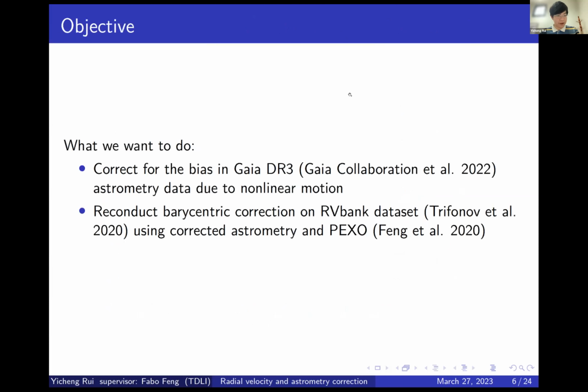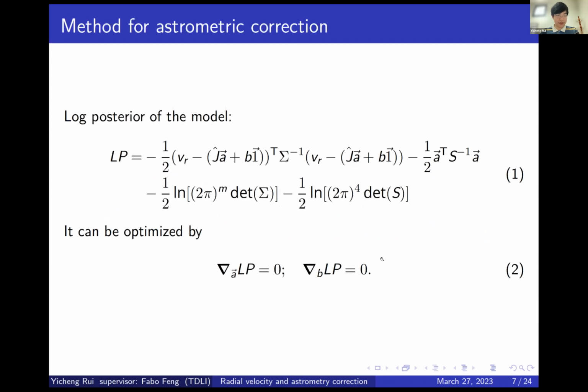So the objective of this work is to first correct the bias in Gaia DR3 astrometry due to nonlinear motion and redo the barycentric correction on the RV bank dataset using the corrected astrometry and PEXO. The RV bank is a user-friendly dataset reduced from HIRES data, and PEXO is a software for barycentric correction, which considers all the first-order and second-order relativistic effects. So it's a very precise package. Let's see how we can do it.